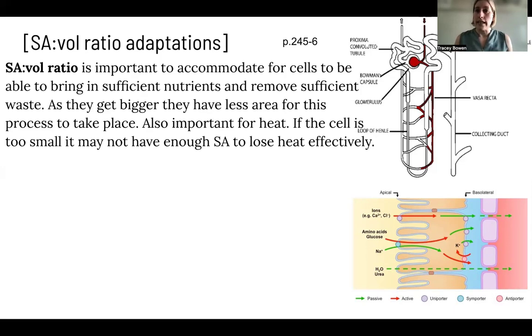It's also important for heat loss. If the cell is, this should say, too big, it might not have enough surface area to lose heat effectively. And so we can think of this like an elephant. An elephant is very big, and therefore it needs special structures like its ears so that it can properly lose heat effectively.